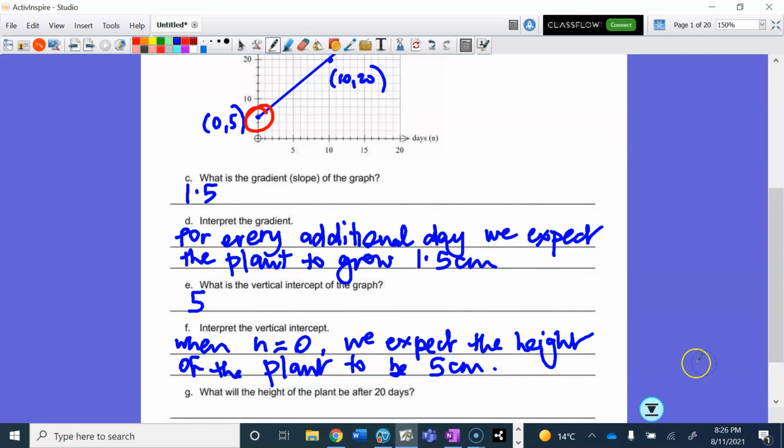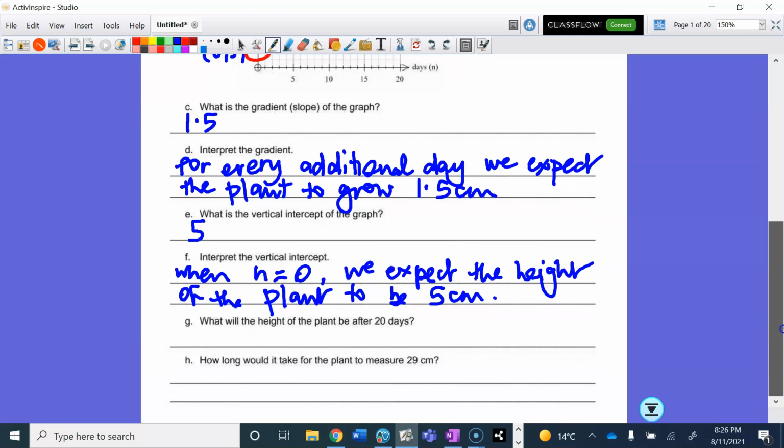So not very hard, but important. Interpreting the gradient and interpreting the y-intercept is a really important aspect. Even in year 12 we ask that. That's on every exam ever, still, even at year 12. So they do expect that you can accurately and easily interpret both gradient and y-intercept.